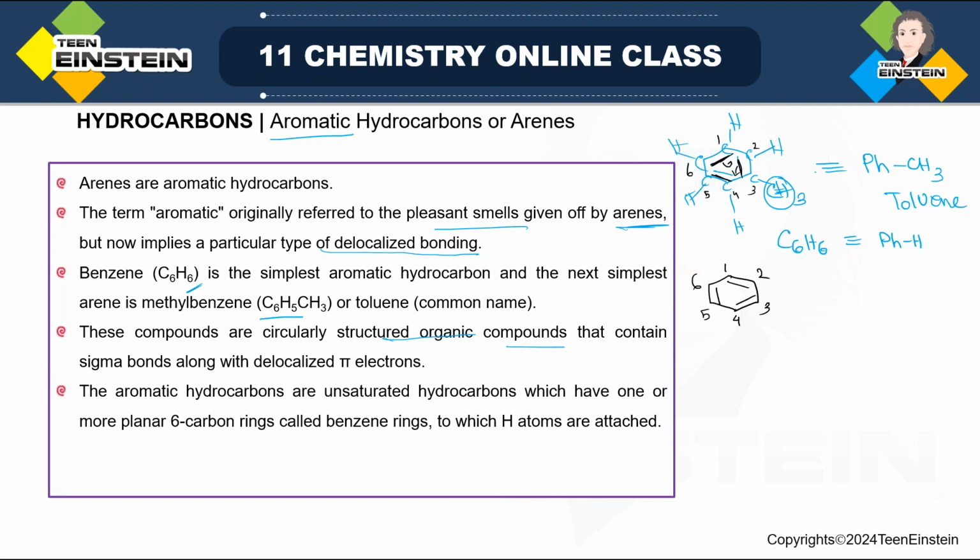So aromatic hydrocarbons are unsaturated hydrocarbons. It is obviously unsaturated because you have CC double bonds. And what is the difference from a normal alkene? In an alkene, the double bond positions are fixed. But in this case, you can see one CC double bond is conjugated with another double bond. So that is why delocalization is possible. They have one or more planar 6-carbon rings, and this ring is called the benzene ring, to which hydrogen atoms are attached.